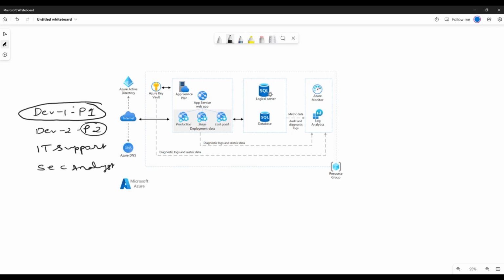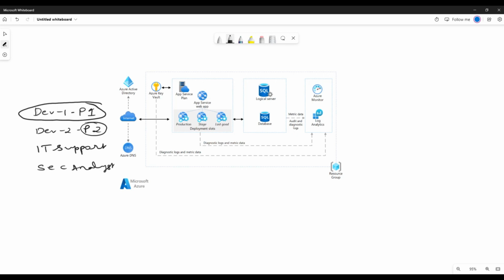Now, typically, what is the business of developer one? This developer is supposed to look after any resources related to project one. The same with developer two, who is going to look after project two. The IT support folks are going to look at the user access, how to provision new accounts on Azure, and how to configure DNS and stuff like that. And the security analyst is supposed to look at the security events and other related things. Now, what role-based access control is all about is you give access to a specific user to the maximum extent of what is required.